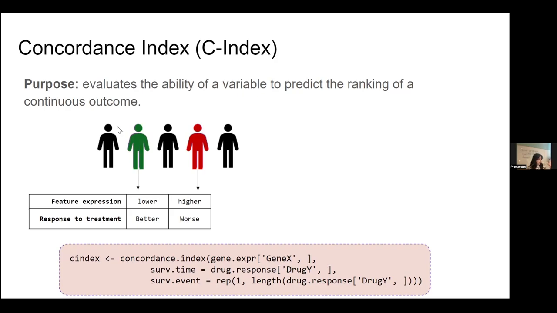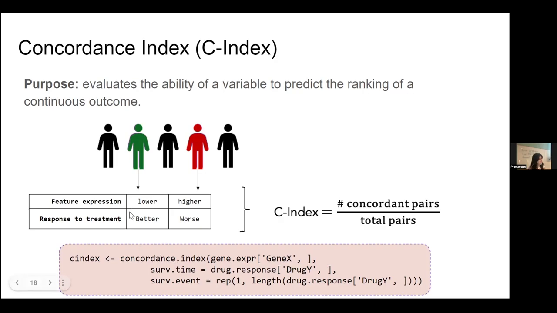Then we look at the next pair, one and the third individual. And our model says this one has a better response compared to this one. We reality check and it's false. So this is a discordant pair. So we do that for all the possible pairs in our data set. And in the end, we use this formula to calculate concordance index: the number of concordant pairs divided by the total number of pairs that we have in our data set. Concordance index function. Any questions?